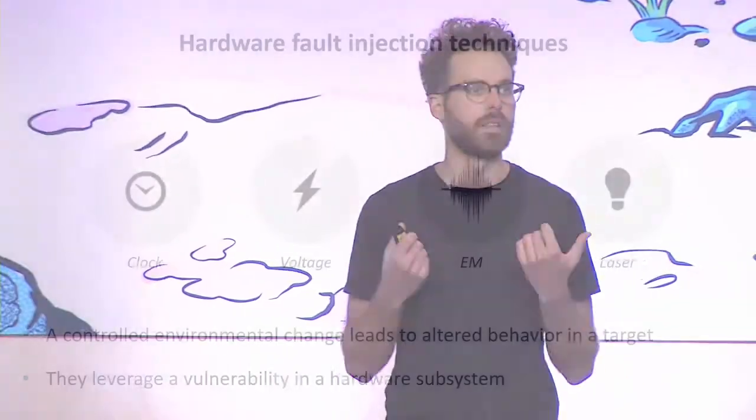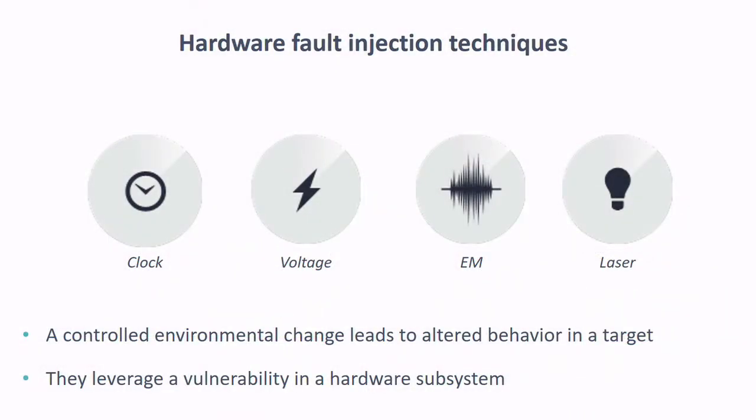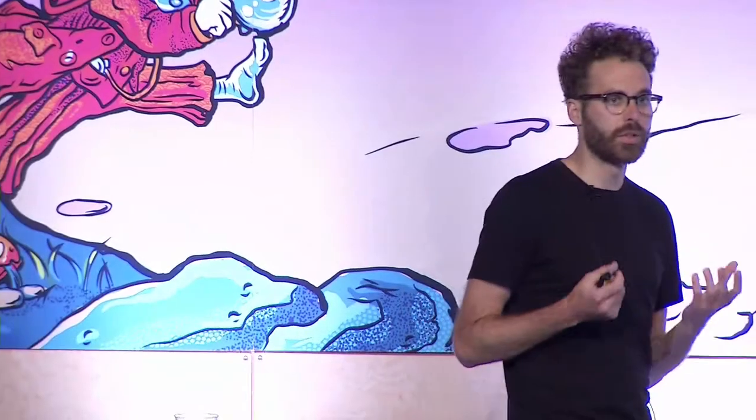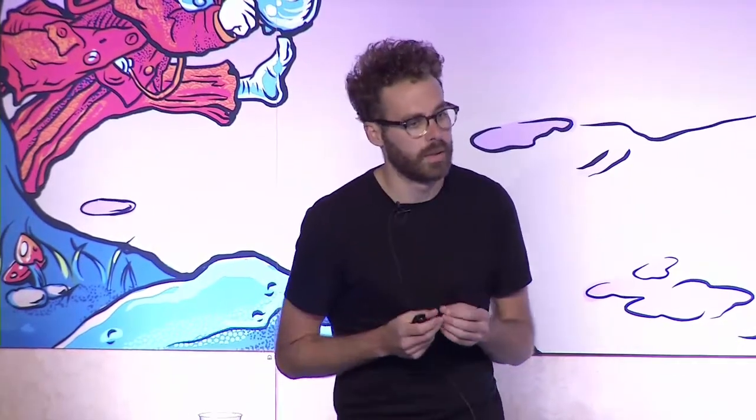Well, there's a whole bunch of different fault injection techniques that you can use in order to accomplish this, of which 4 are shown on these slides. Those are the 4 most common ones. And they have all something in common, and that is that they introduce a controlled environmental change into the target in order to change its intended behavior. And what they actually do is they leverage a vulnerability that's embedded inside the targets that we're talking about.